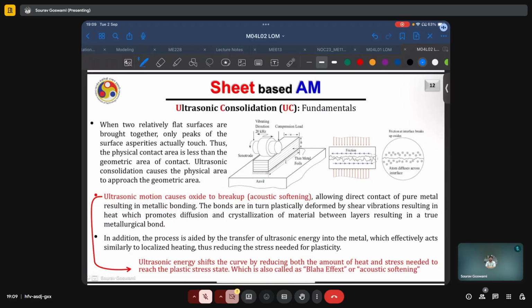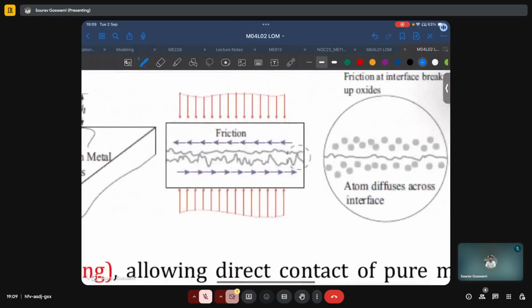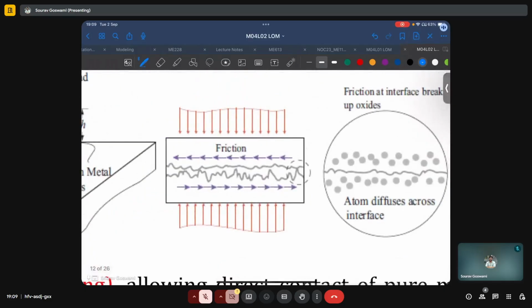When two relatively flat surfaces are brought together, only the peaks of the surface asperities actually touch. So, as I was saying, no surface will be atomically smooth, and at the microscopic or even nanoscopic level, what we'll actually end up seeing is there are several hills and valleys. These hills are called asperities, also shown here.